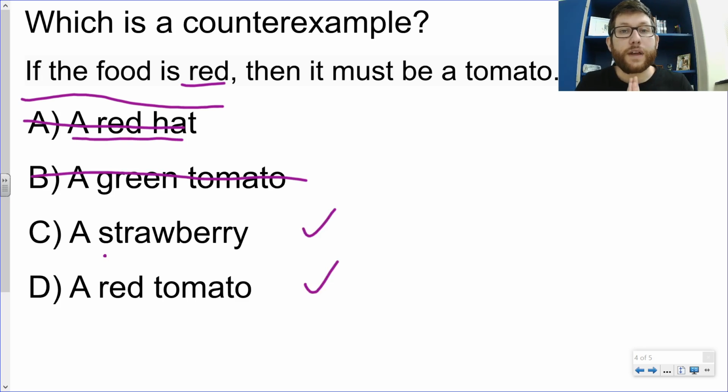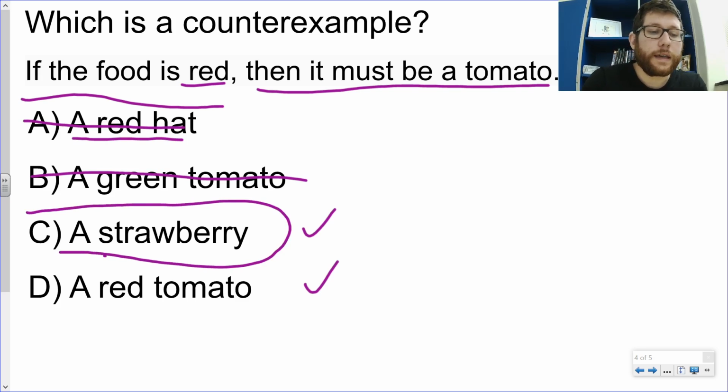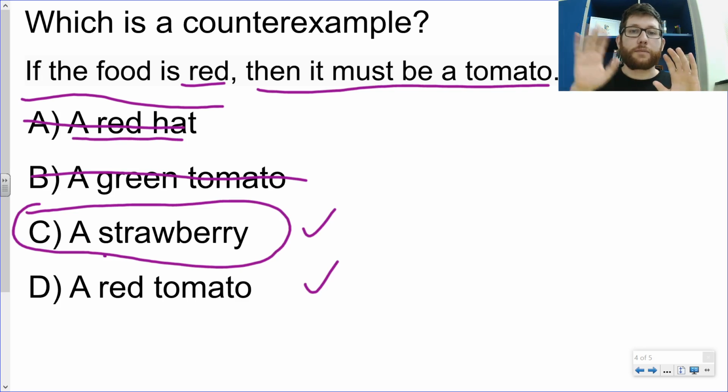Now, to prove the statement false, this second part has to be not true. If the food is red, then it must be a tomato. Well, a red tomato is a tomato, but a strawberry is not a tomato. It proves the statement is false. It's a red food that's not a tomato. A red tomato just goes along with what we're saying, and we're trying to prove this false. So the first part's true, the second part is false.